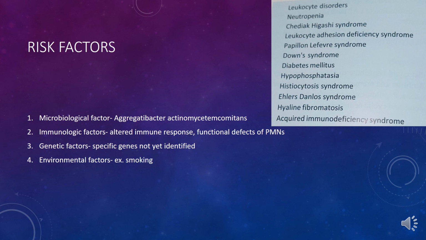There are certain systemic diseases associated with aggressive periodontitis like neutropenia, Down syndrome, Papillon-Lefevre syndrome, hypophosphatasia, Ehlers-Danlos syndrome, AIDS, diabetes mellitus type 1, etc.